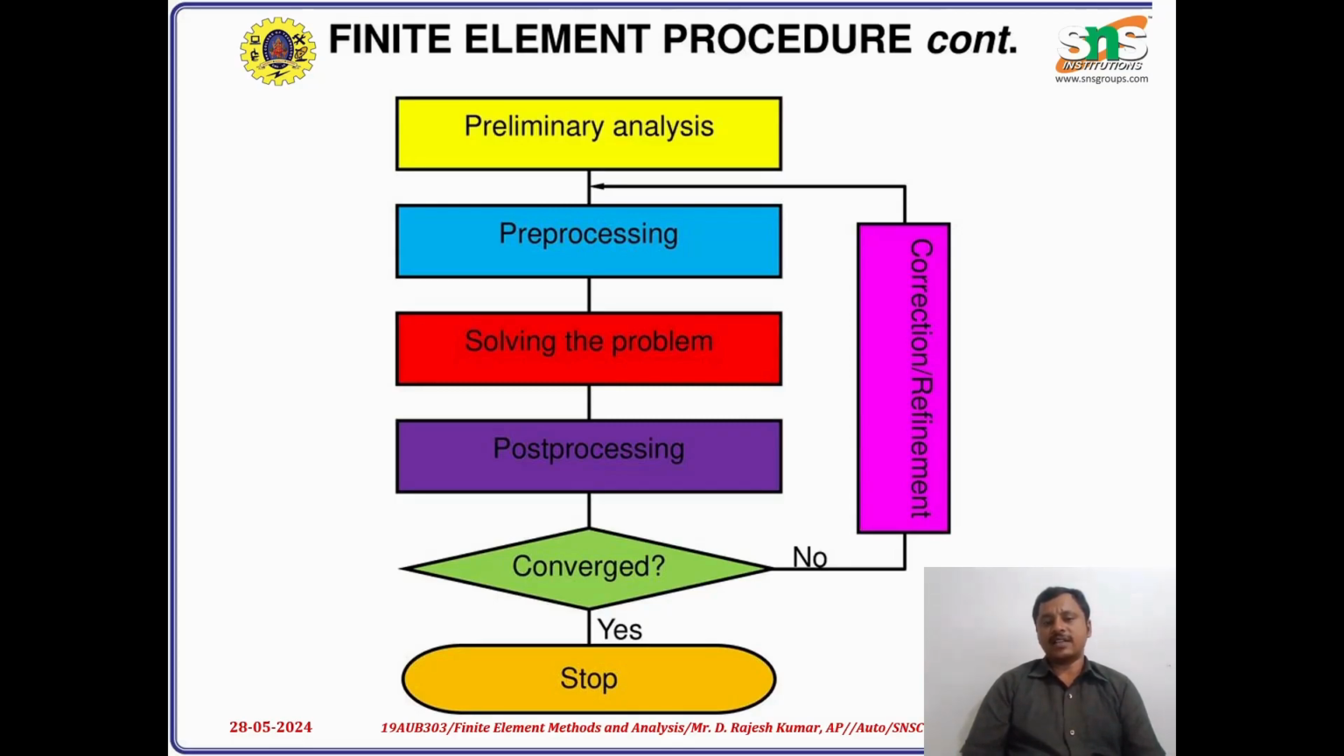The next stage, the third stage, is post processing. In post processing, after obtaining the analysis report, we interpret the results. For example, what is the stress versus strain, or what is the time versus temperature, and so on. These things are interpreted in post processing. So there are three stages in FEM. The first is pre-processing or the preliminary analysis, the second is solving the problem, that is the analysis, and the third is post processing. These are the stages of FEM.